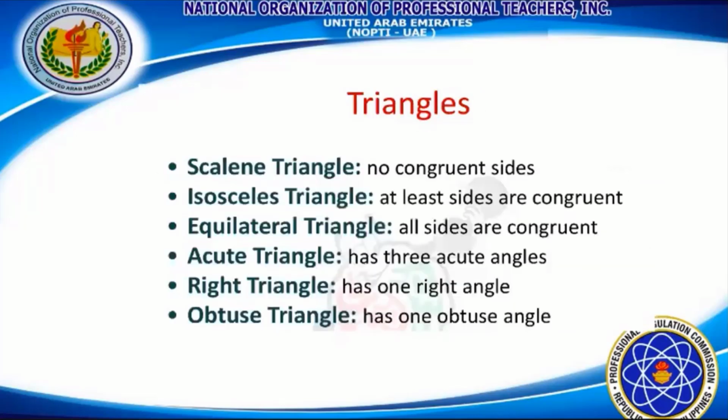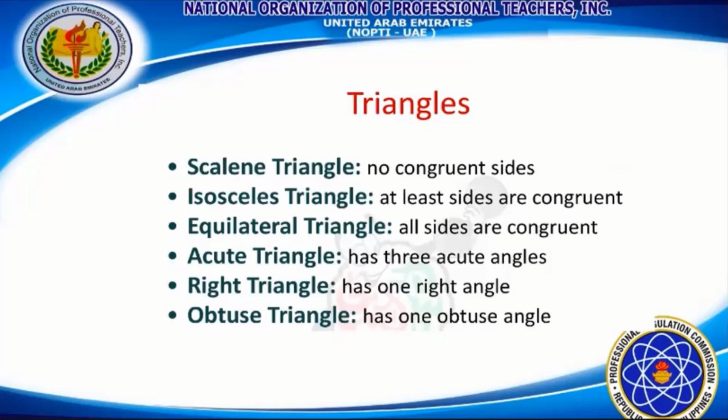Triangles. Scalene triangle, no congruent sides. When you say congruent sides, walang magkaparehong sides. Ilan ba ang sides ng triangle? 3. Diba? So, no congruent side, walang magkakapareho.